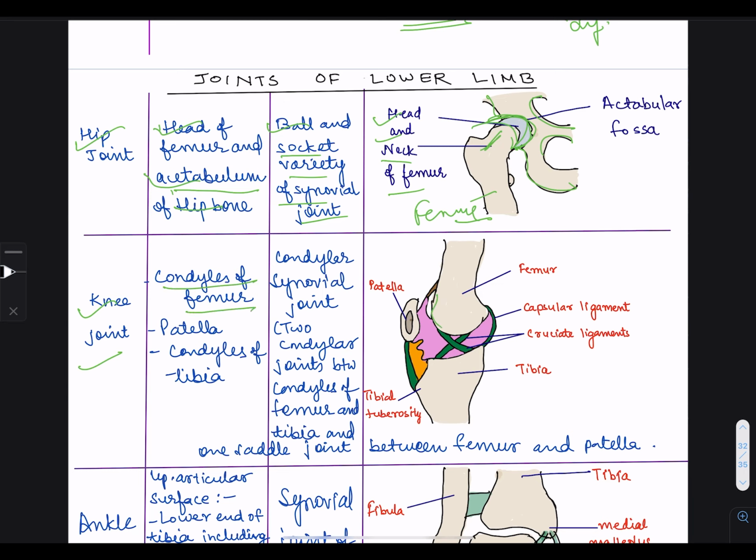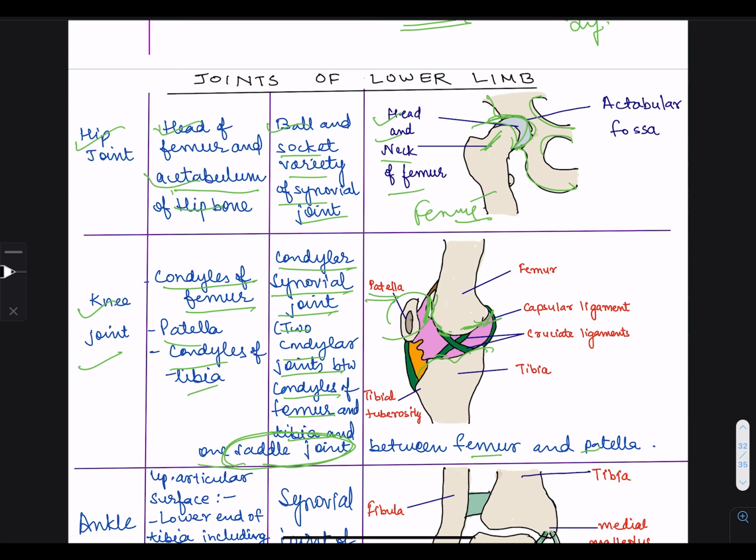Coming to the knee joint, the articular surfaces are the condyles of femur. These are the condyles of femur, and the patella. This is the patella, and the condyles of tibia. The variety of this joint is condylar synovial joint. Two condylar joints between condyles of femur and tibia. Femur and tibia have the two condyles, and one saddle joint between femur and patella.